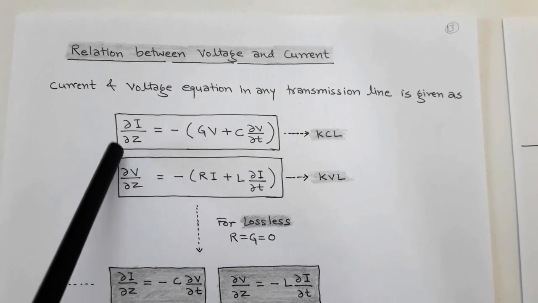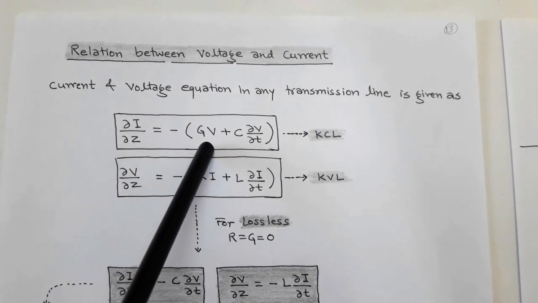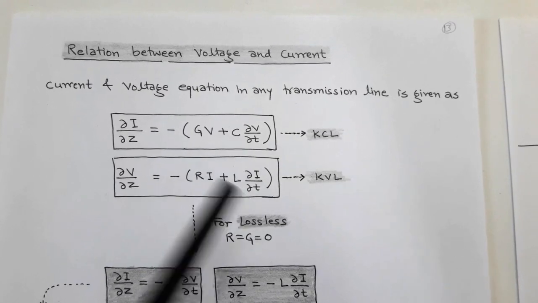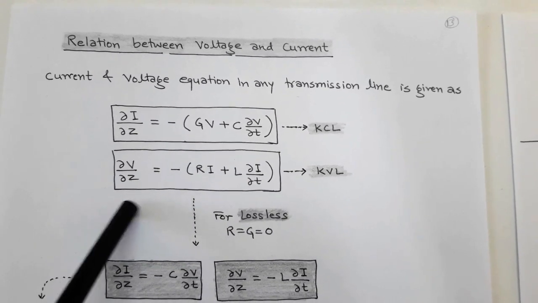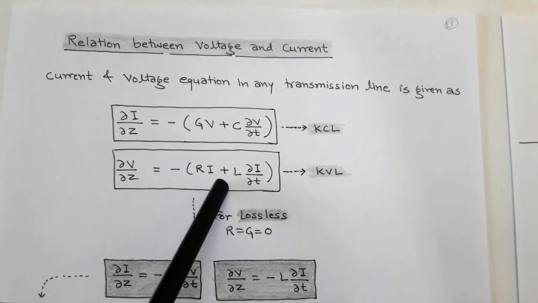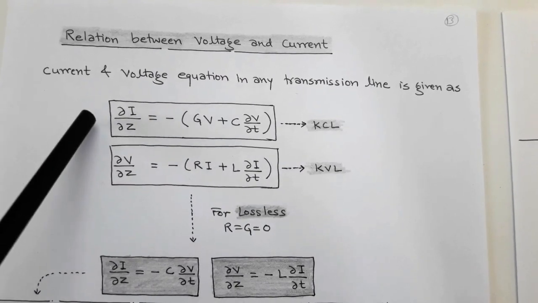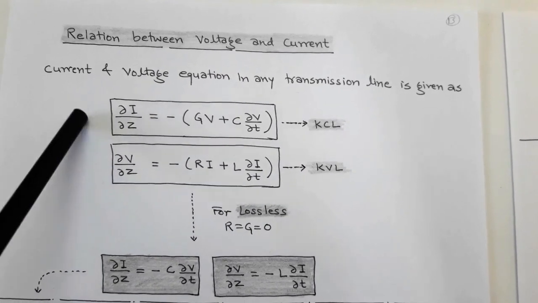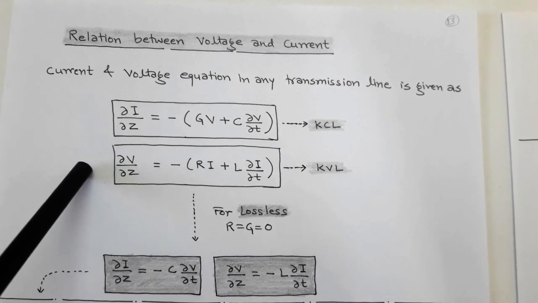The current equation is del I upon del Z equals minus within bracket G V plus C del V upon del T. And the voltage equation is del V upon del Z equals minus within bracket R I plus L del I upon del T. So these are the two equations of transmission line. First is the current equation and second is the voltage equation.